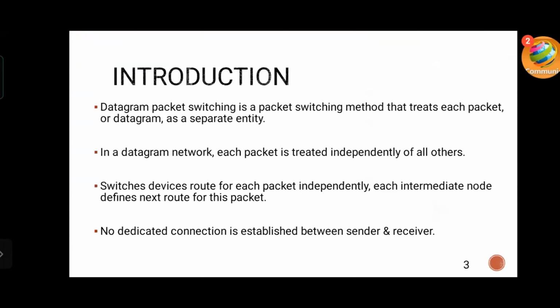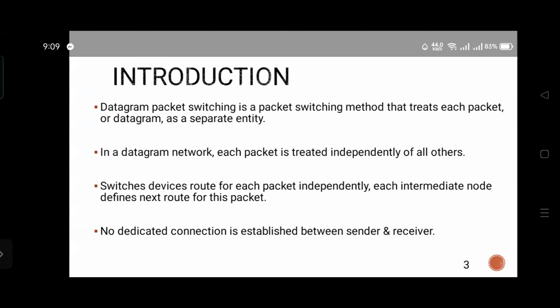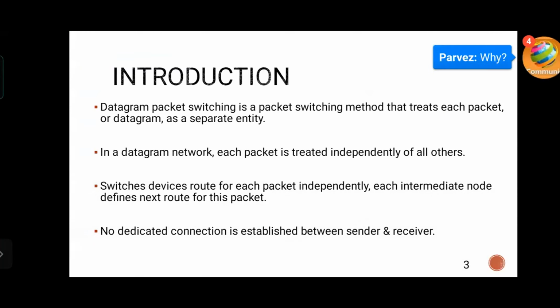Introduction: datagram packet switching is a packet switching method that treats each packet, or datagram, as a separate entity. In a datagram network, each packet is treated independently of all others. Switches route each packet independently. Each intermediate node defines the next route for the packet. No dedicated connection is established between sender and receiver.